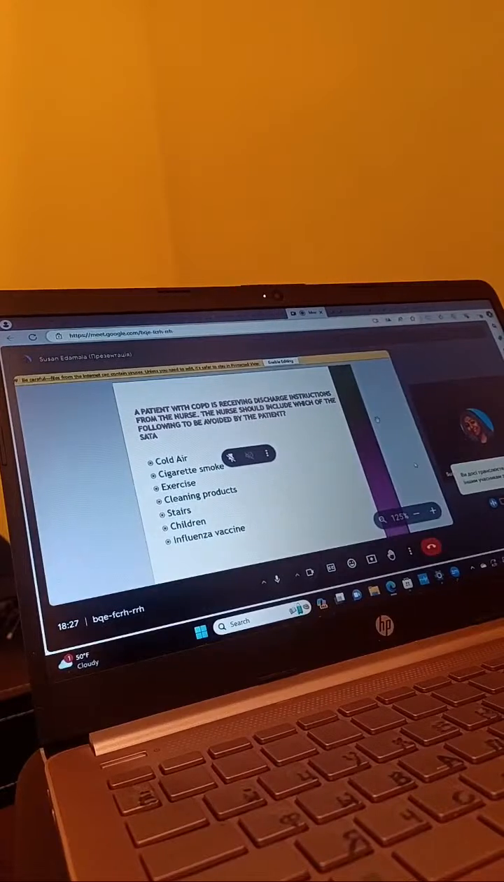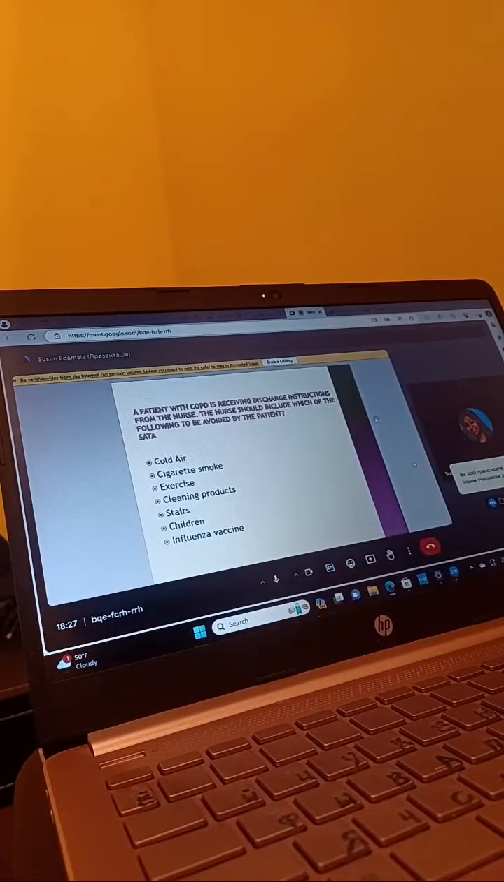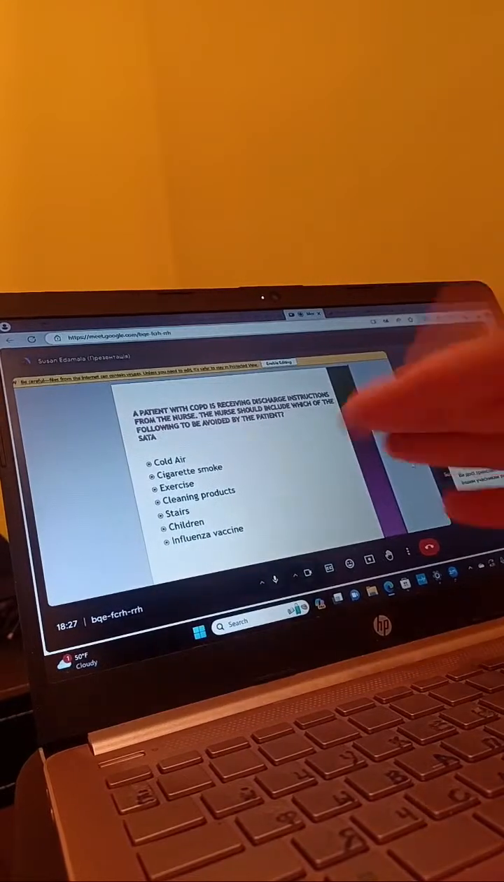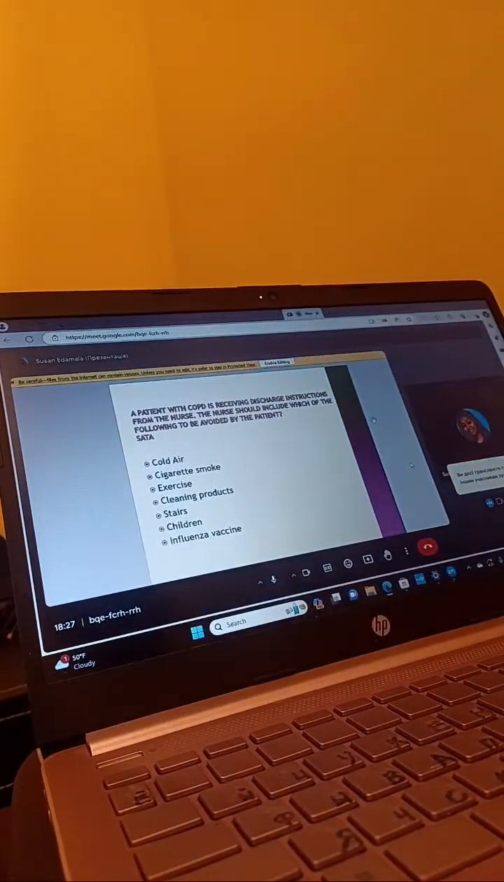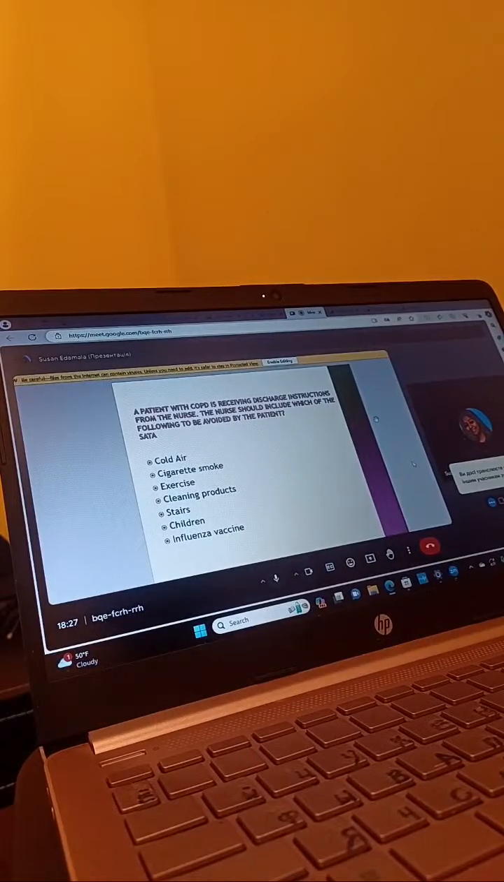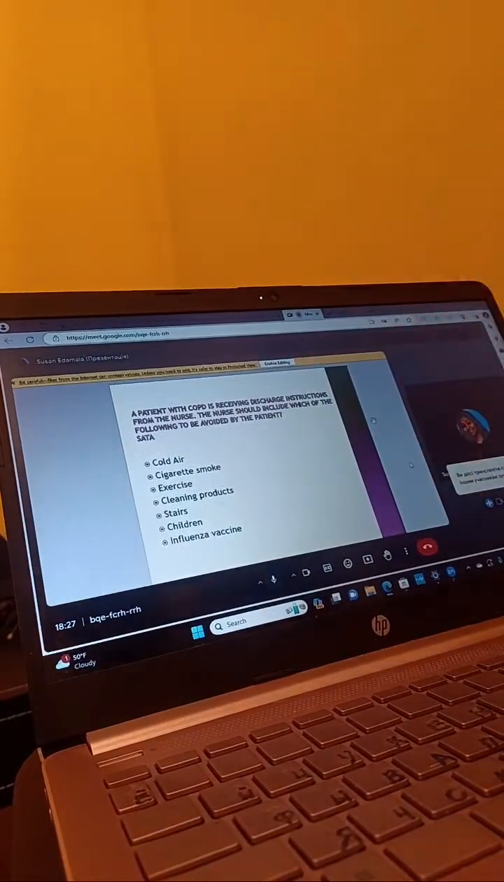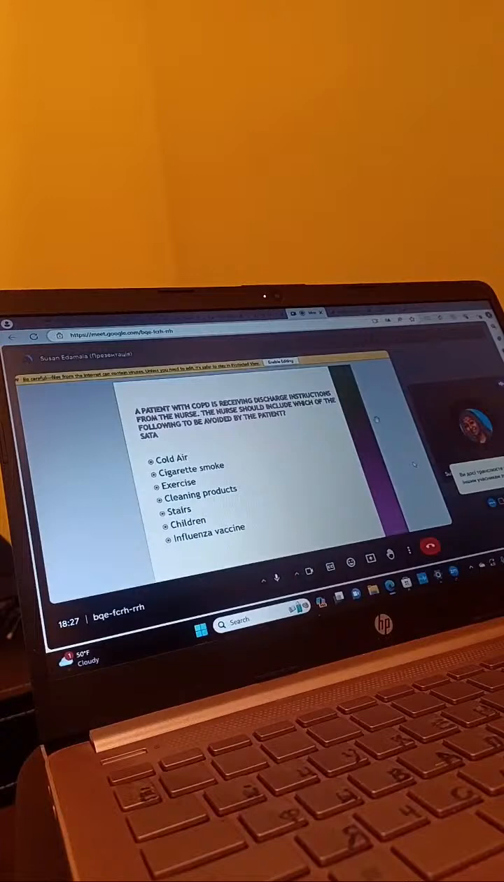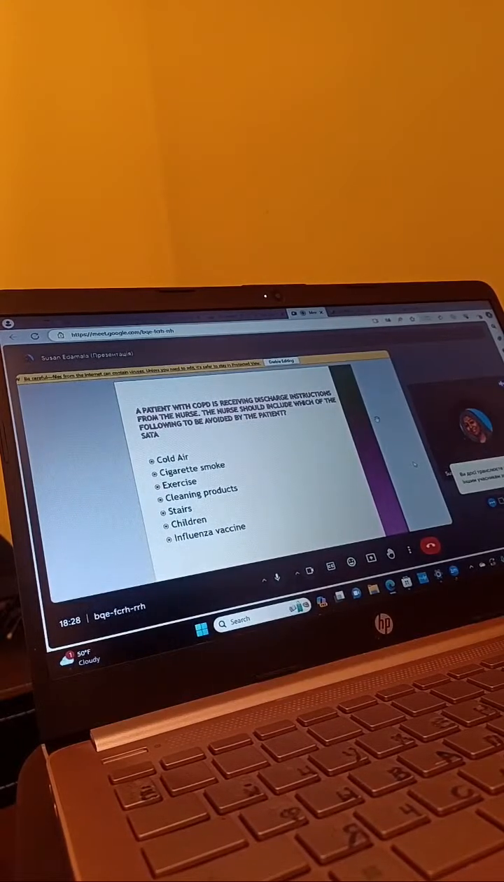So the nurse must understand what is the problem, what is the motive, the cause of the problem of the patient. The nurse is trying to understand. The patient was admitted with COPD, and now he's okay and he's going home. He's receiving discharge instruction. So the nurse should include which of the following to be avoided by the patient.